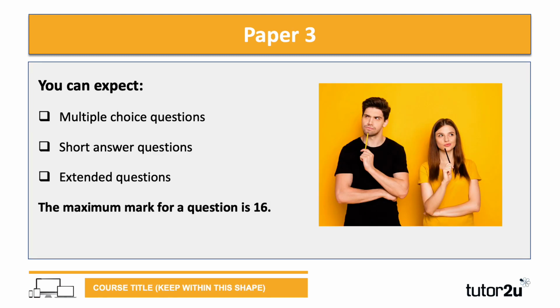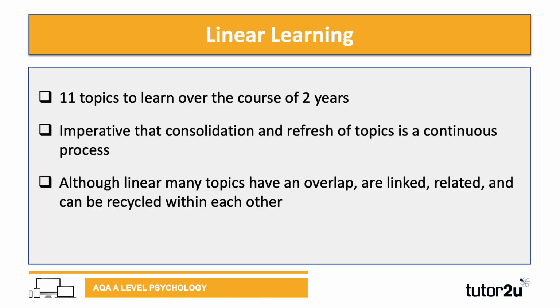And again, with paper 3, as is with all the others, you'll be having multiple choice questions, short answer questions, and extended. Again, the maximum mark here again is 16 marks. And it's highly likely you will be getting a 16 mark extended question on most sections there in the paper 3. So in terms of linear learning, what does that actually mean?